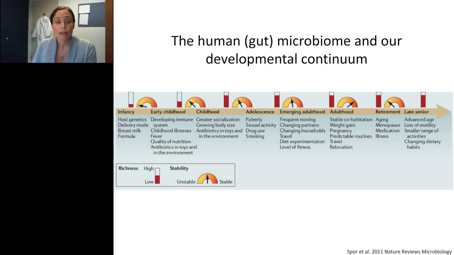This may be factors such as host genetics, delivery mode, and diet in early life, the developing immune system, illness, nutrition, antibiotic exposure during childhood, and a variety of other things as we move through our life stages. Exposure to different people, compounds, substances, diets, stressors, a variety of things interact with our own bodies and our microbiomes to shape their interaction with one another.